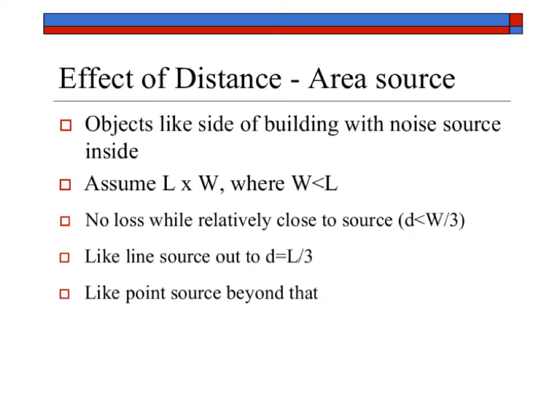Then, once we get beyond that point, the decrease in sound will be like a line source out to a distance of L over 3, where L is the longer dimension, the length of the building. And then beyond that point, it will behave like a point source. This isn't the sort of thing that one runs into too often, but I just wanted to be sure you realize that close to the side of a building radiating noise, as you move away, you can't expect much, if any, sound decrease until you get a significant distance away from the building, where it first acts like a line source and then a point source eventually.